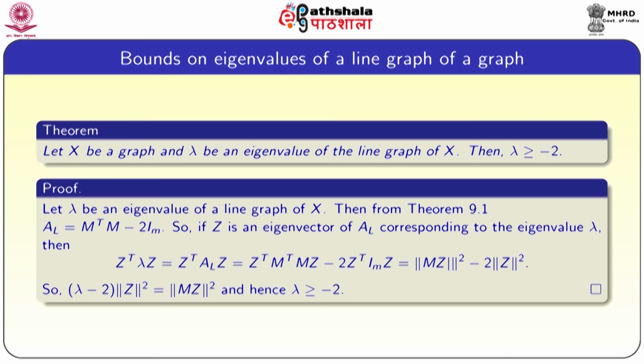So, if Z is an eigenvector of AL corresponding to eigenvalue lambda, then Z transpose lambda Z is equal to Z transpose AL Z. It is because Z is an eigenvector of AL corresponding to eigenvalue lambda. Now substituting M transpose M minus 2 IM, we get Z transpose M transpose M Z minus 2 Z transpose Z. Z transpose M transpose can be written as (MZ) whole transpose, so we get norm of MZ whole squared minus 2 times norm of Z squared. Or equivalently, lambda plus 2 times norm of Z squared is equal to norm of MZ whole squared. Hence, lambda is greater than or equal to -2.